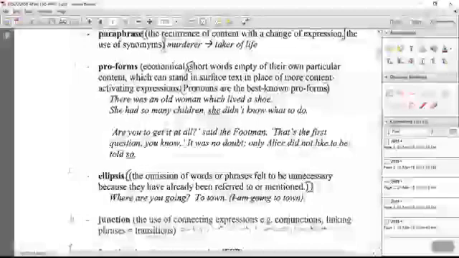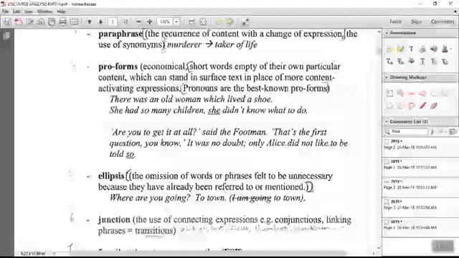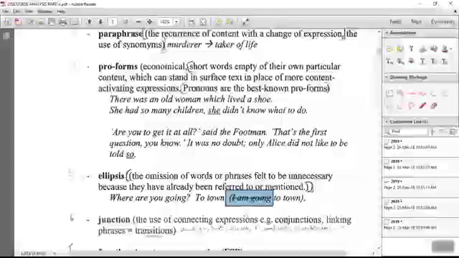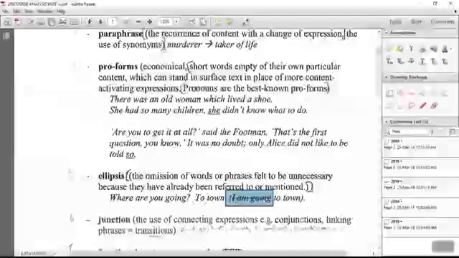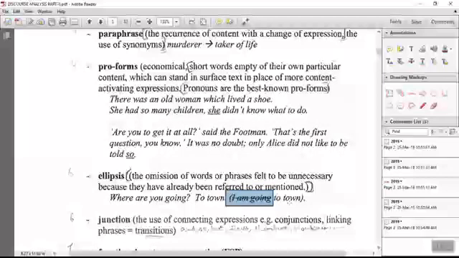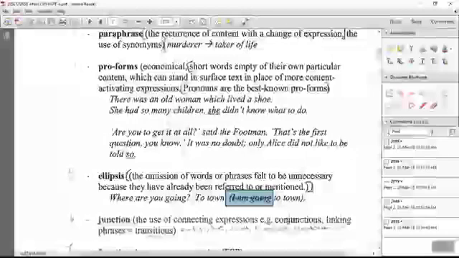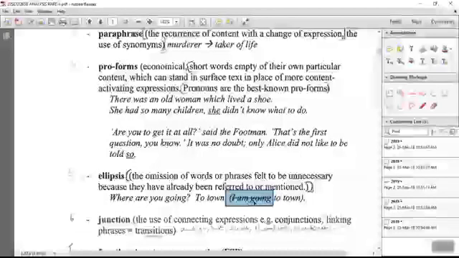To town. Here we have an omission. Why? Because the original complete answer is "I am going to town," but this part was omitted, and instead we just answer "to town." So there's here an ellipsis or omission of some words. These words were omitted. Why?